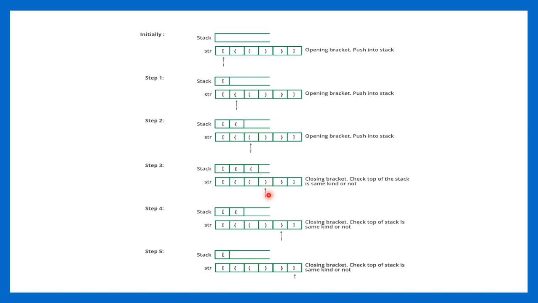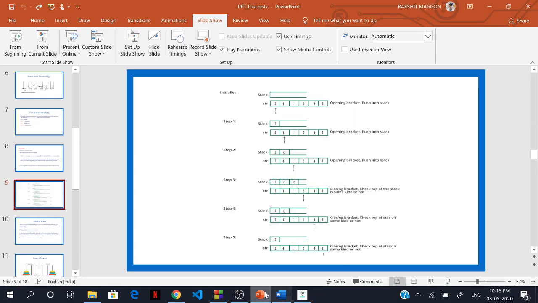Now comes the fourth element of the expression. This is a closed parenthesis. Closed parenthesis means now we will check whether the top of the stack corresponds to the closed parenthesis or not. So as you can see in step 3, the closed parenthesis has a corresponding open parenthesis at the top of the stack. They both correspond to each other, so we pop this out. Similarly, we pop this out also, and similarly this. So it would be better if I show you the code also.